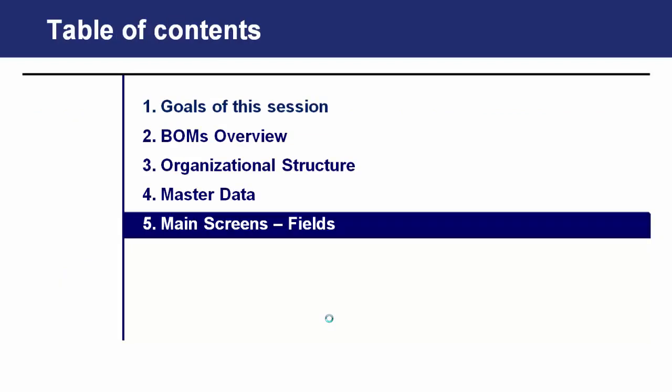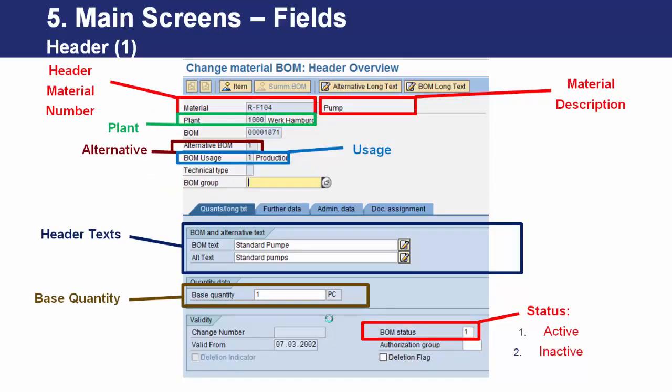Main screens and fields. In the header screen, we can see the material to manufacture, the plant for which the BOM has been created, the alternative, and the usage. The bill of material code is assigned internally. You can also see in the Long Text tab the texts to define at header level. They affect the whole BOM.